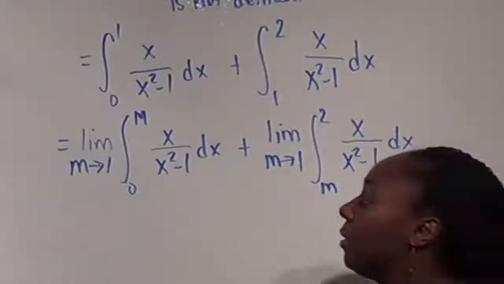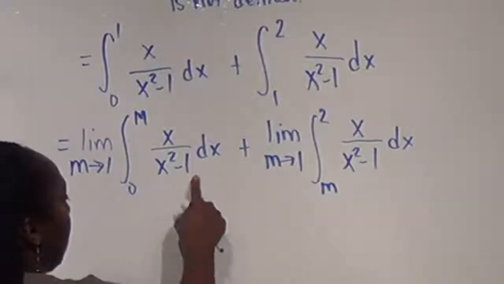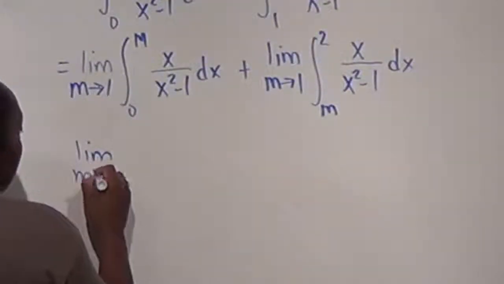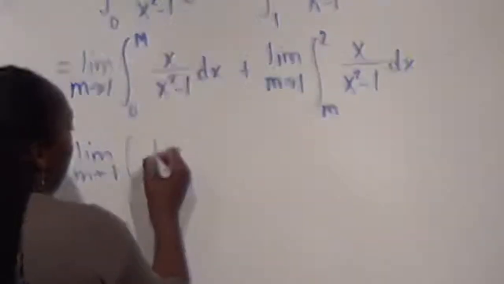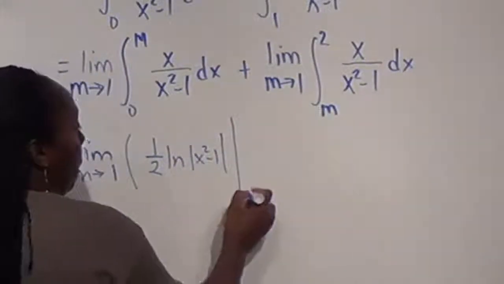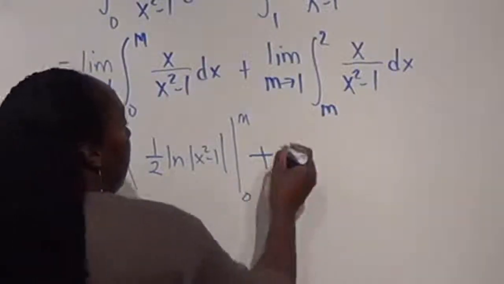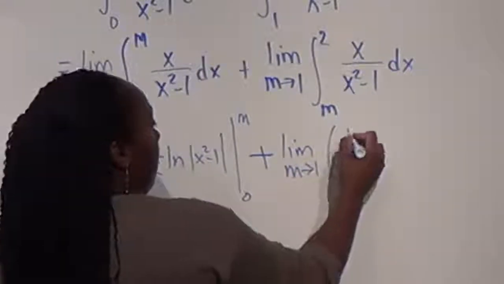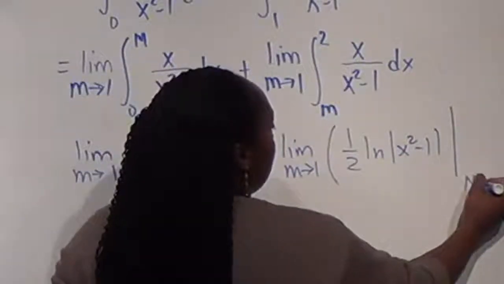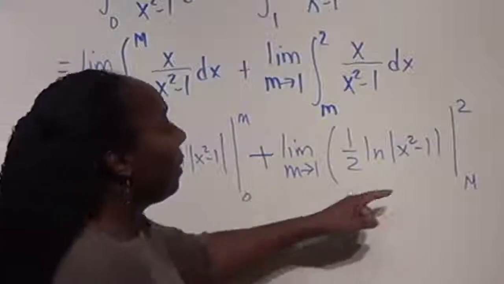From here, we'll go ahead and take our antiderivative. Here, you're going to need a u substitution to get that antiderivative. So let your u be your x squared minus 1, and then go from there. So we'll get a limit as m goes to 1 of 1/2 natural log of x squared minus 1, evaluated from 0 to m. Notice the antiderivative is going to be the same in both integrals. The first one will integrate from 0 to m, the second from m to 2.